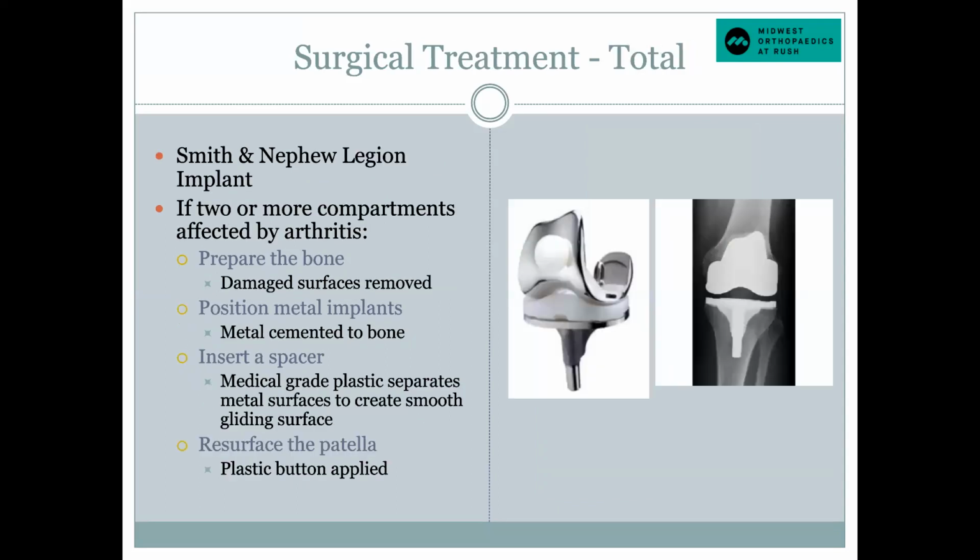For the surgical treatment for a total knee replacement, Dr. Gerlinger uses a Smith & Nephew implant called Legion. It is tried and true and coined as the 30-year knee. He will begin by preparing the bone by removing the damaged surfaces, keeping only healthy bone. He will position the oxynium cup onto the femur, the titanium tray onto the tibia, and place a highly cross-linked polyethylene plastic liner in between.